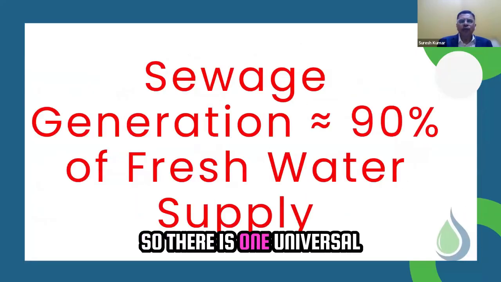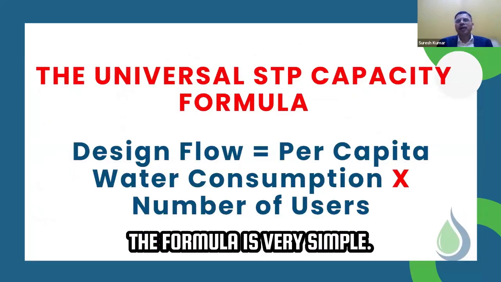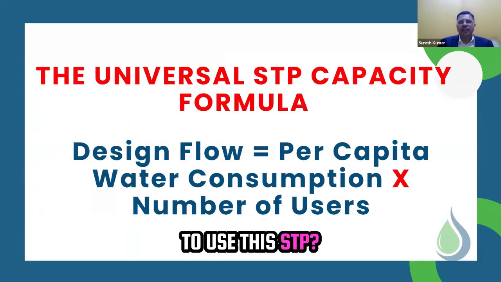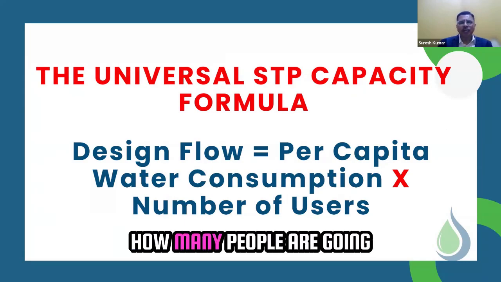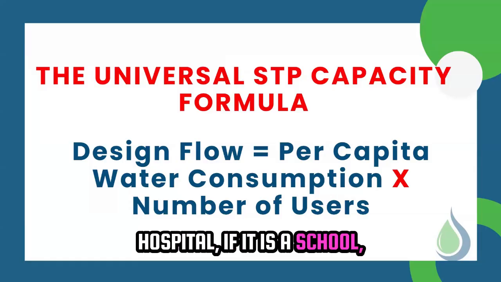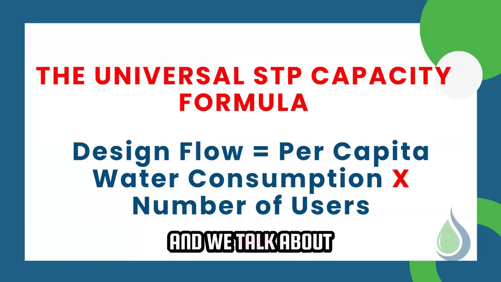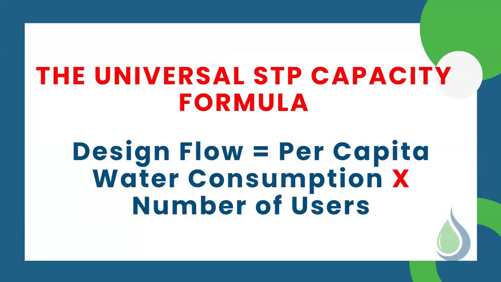So there is one universal formula for STP capacity calculation. The formula is very simple. How many people are going to use this STP, or how many people are going to use the project? Let us say it's an apartment project. How many people are going to use it? If it is a hotel, hospital, school, or college, how many people will be there in the project? And we talk about maximum capacity.